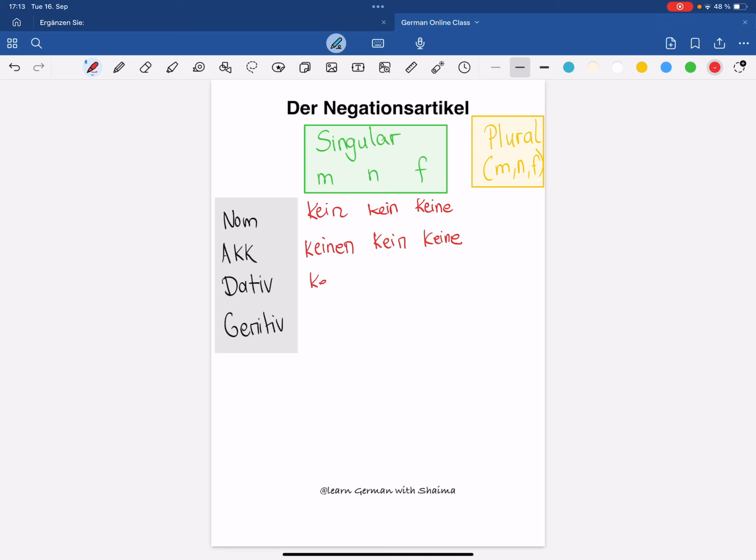Dativ ist dann keinem, neutral ist keinem, also keinem. Feminin ist keiner. Once again, you have this er, keiner. In genitive, you should keep in mind that only the masculine and the neutral is keines, whereas the feminine is keiner.